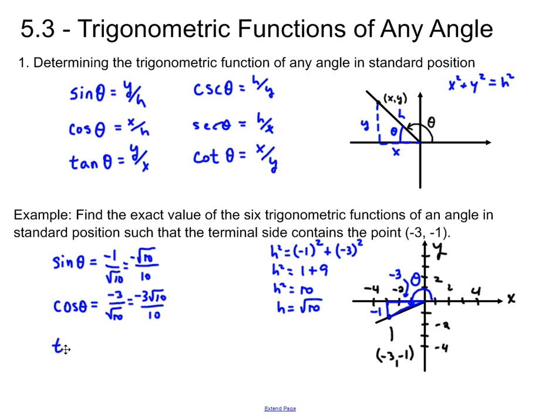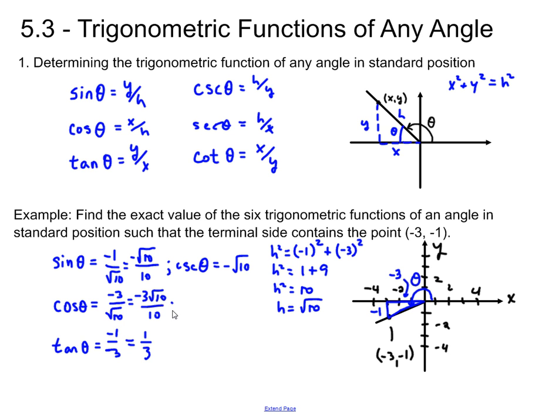Our tangent of the angle theta is our opposite over adjacent. Our opposite side is negative 1, our adjacent side is negative 3. So negative 1 over negative 3, which reduces to 1/3. That would be our tangent of the angle theta. Then we continue on with our reciprocal functions. For example, the cosecant of our angle theta is going to be square root of 10 over negative 1, so it's negative square root of 10.